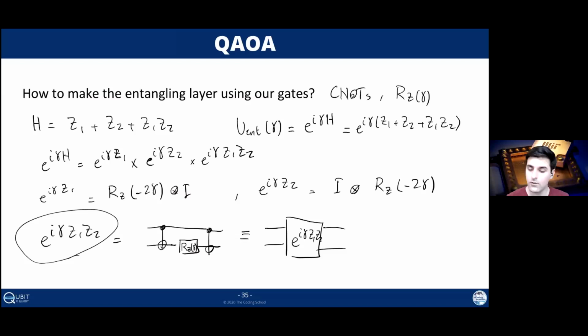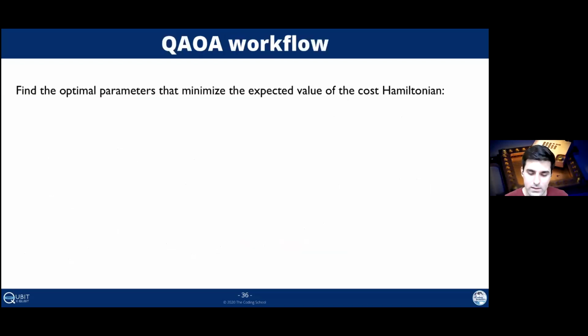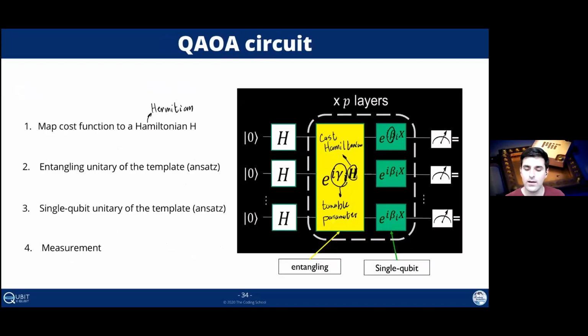And of course, this was the extent of the math that we're going to see here. There's more to be explored, and I have the references listed towards the end of the slides. But overall, the point here was that we're trying to accomplish a circuit that looks like this, and we saw how we can deconstruct the entangling layer into quantum gates, single and 2-qubit operations that we're comfortable with and we've seen so far.